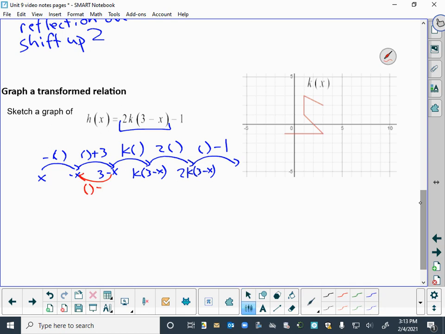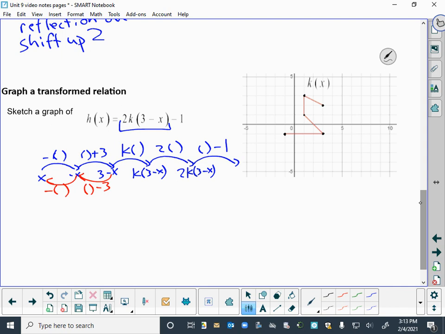This is a shift left 3. This is a reflection in the horizontal direction, so it's a reflection over the y-axis. And then I have a vertical stretch by 2, and shift down 1. But how does this help me graph? Well, it helps me graph if I grab these points. If I know what happens to these points, I can connect the dots in order.